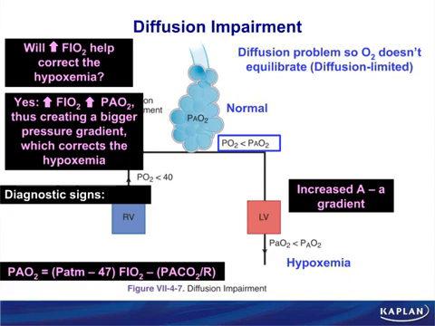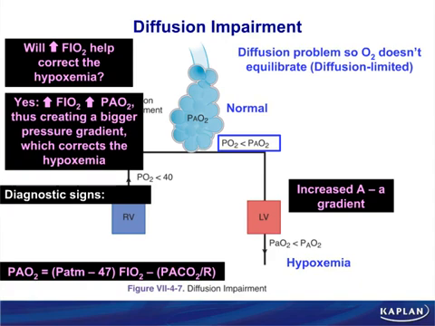You still have a diffusion impairment. The question only wants to know, if I increase FiO2, do I alleviate the low arterial PO2? Do I correct the hypoxemia? I may have to get alveolar PO2 to 300 to get arterial to 100, but I corrected the hypoxemia. Still have a huge AA gradient. I still have a diffusion problem, but I corrected the hypoxemia. Okay, that is the key point.